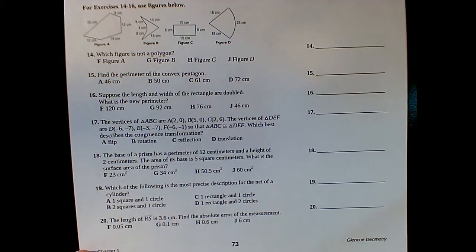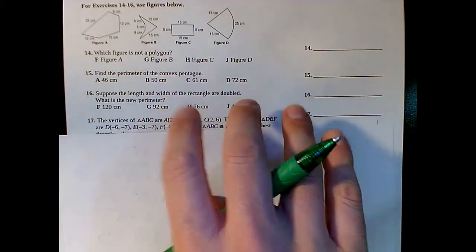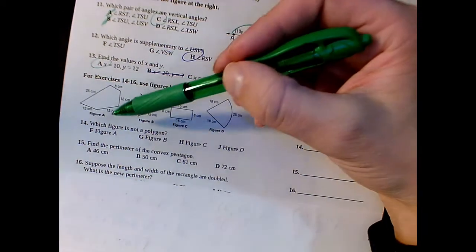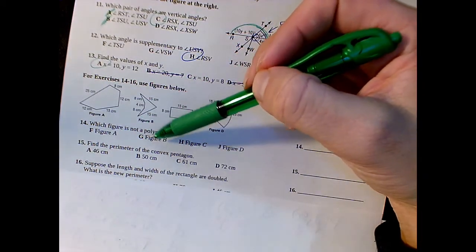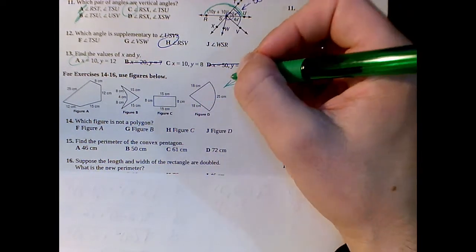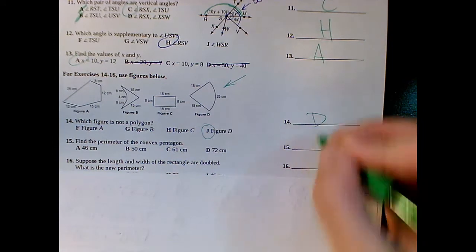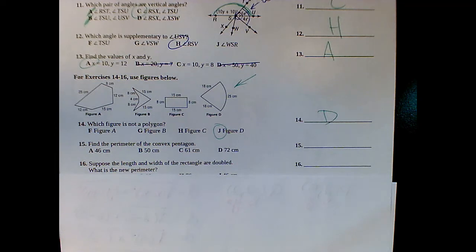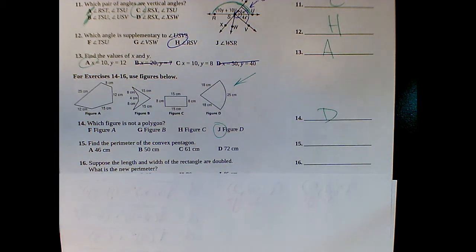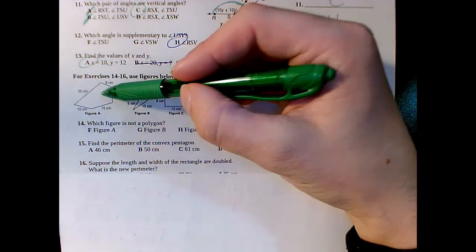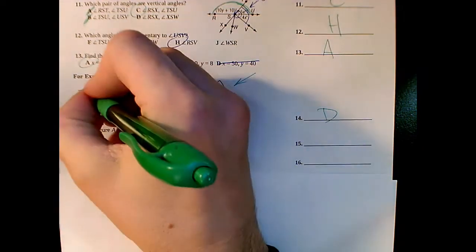All right, and so we're doing 14 through 16. So let's scooch that up. We're given a bunch of shapes. Which figure is not a polygon? Polygons are made up of straight lines that connect. Oh, look, you don't have a straight line, so you are not the polygon. Find the perimeter of the convex pentagon. So not you, because you're not convex, you're concave. You're the convex pentagon.